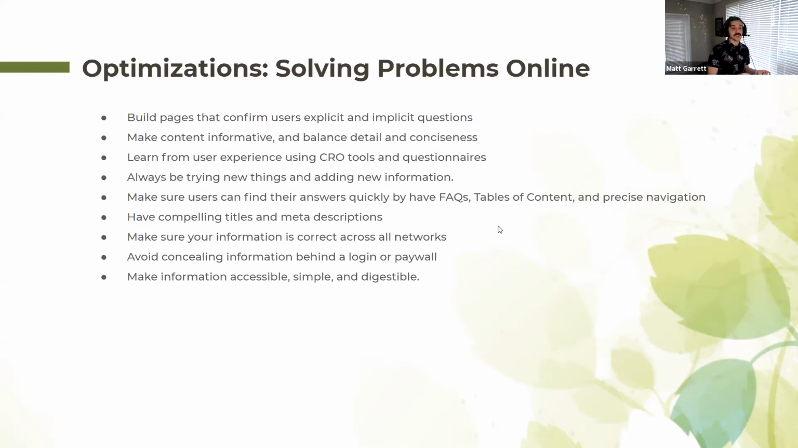Make sure that users can find answers to their questions quickly by having things like FAQs, tables of content, and precise navigation. Your menus should be easy to work with, and having FAQs is a great way to generate a lot of content.